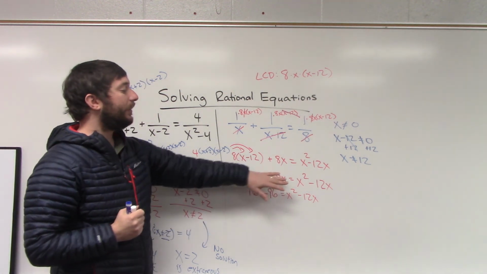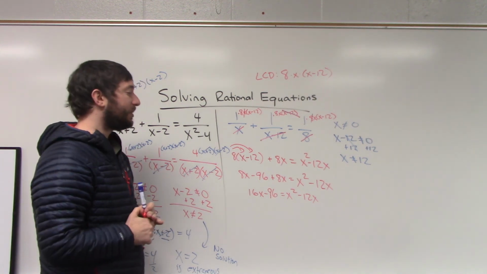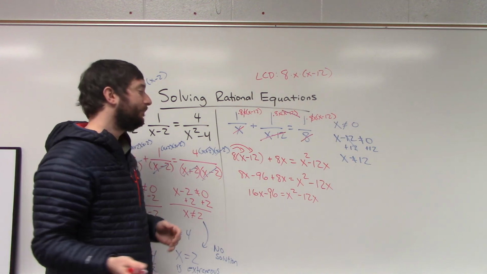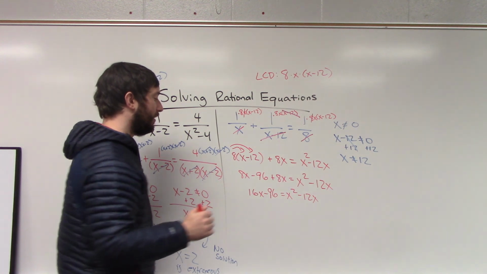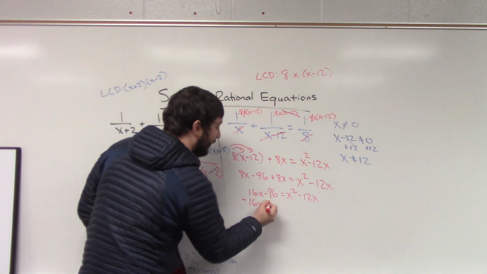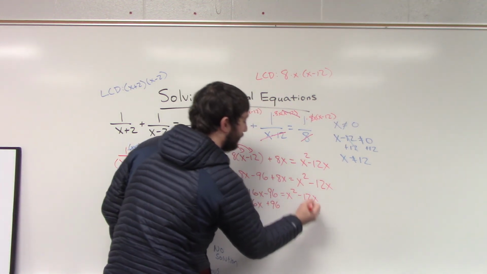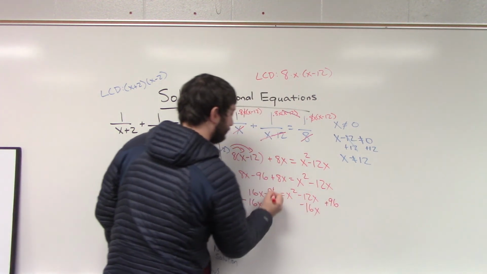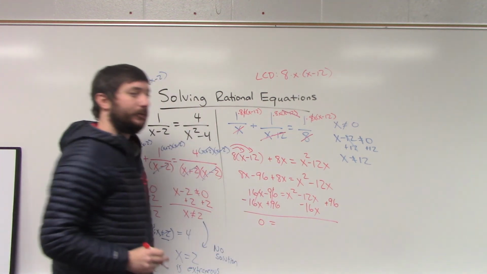In this case, however, we notice that we have an x squared. And because we have x squared, that means we're actually going to need to solve by factoring. We're going to need to move everything from one side of our equation to the other by opposite operations. So let's subtract by 16x and add by 96. Subtract by 16x to a like term, add by 96. We're setting everything equal to 0.